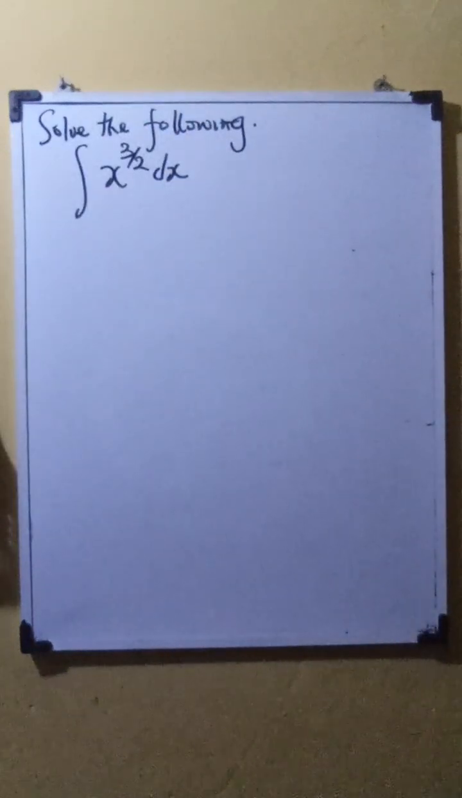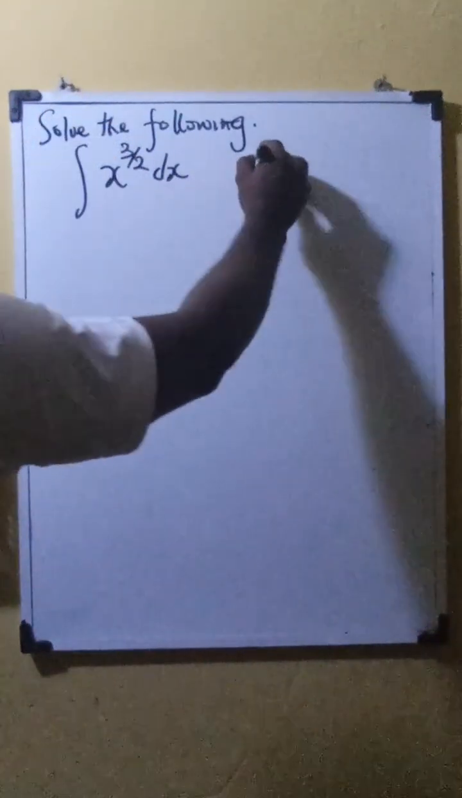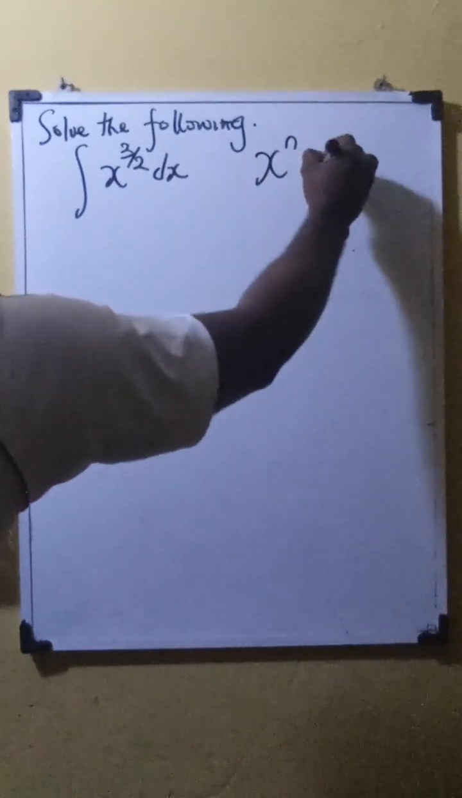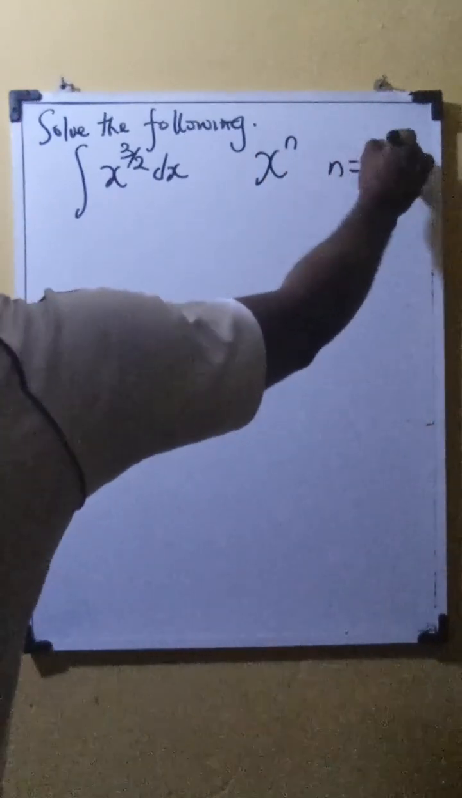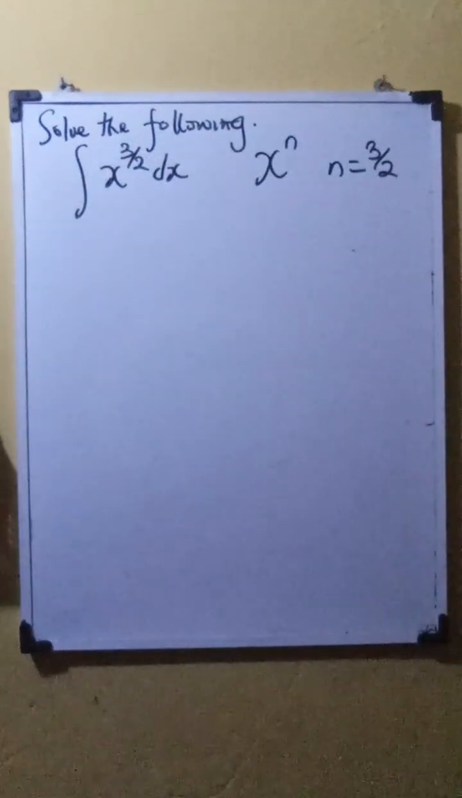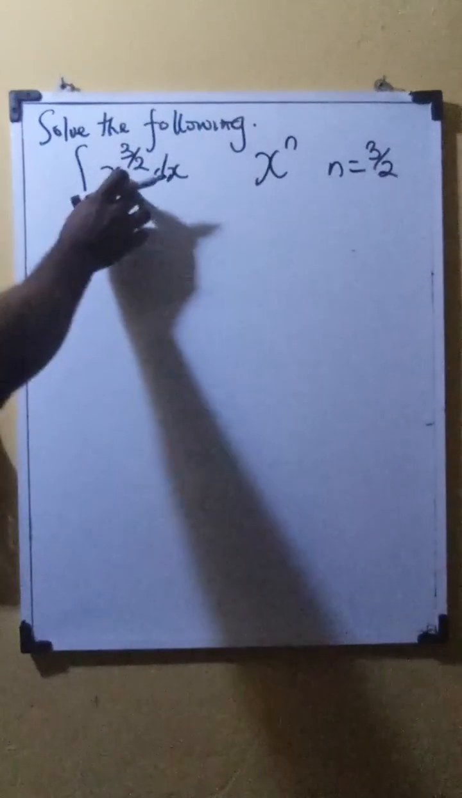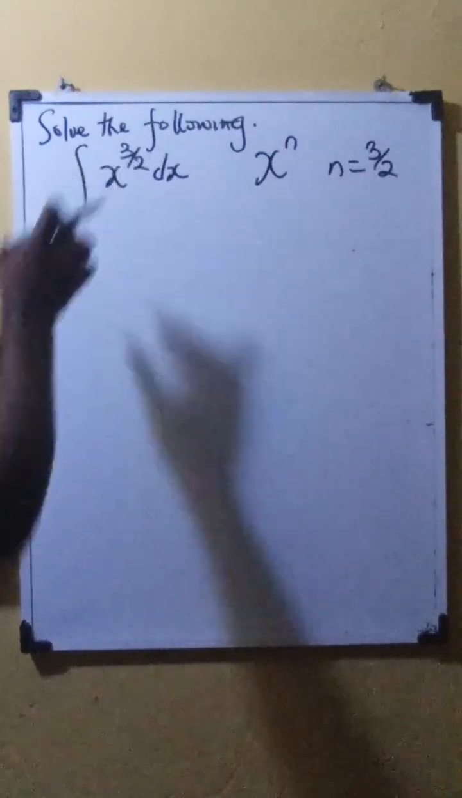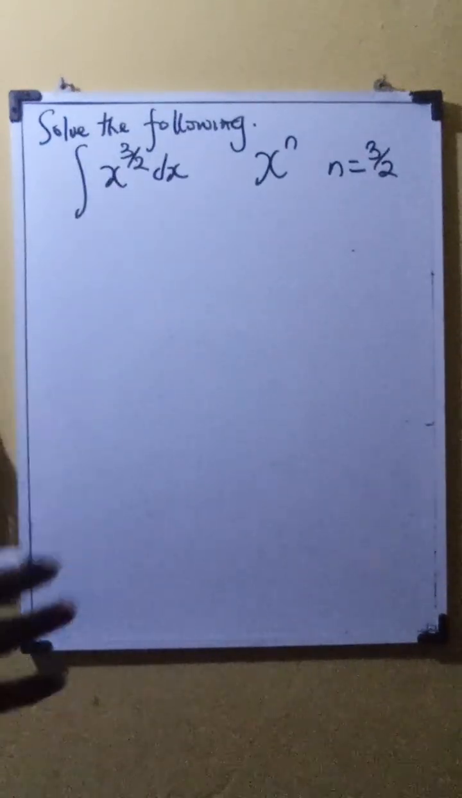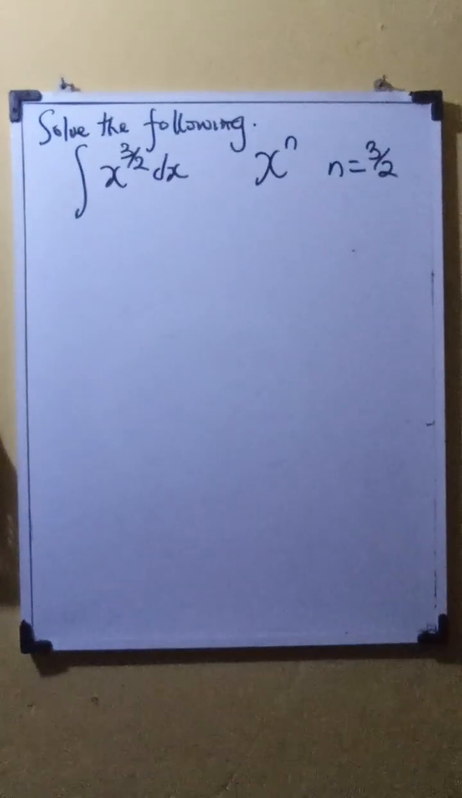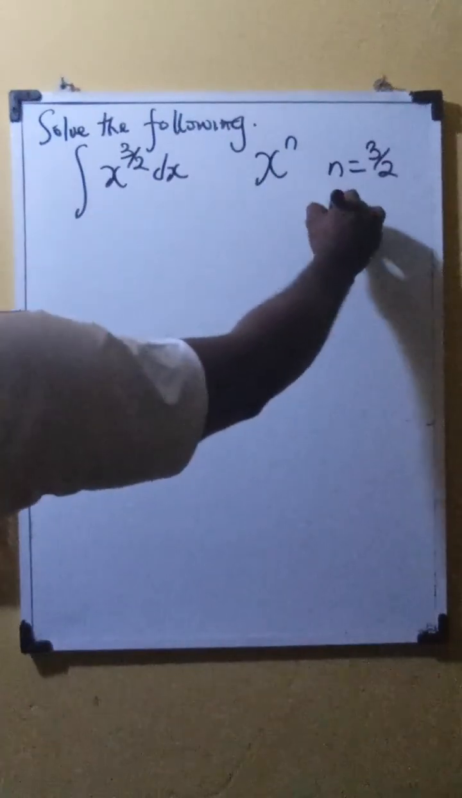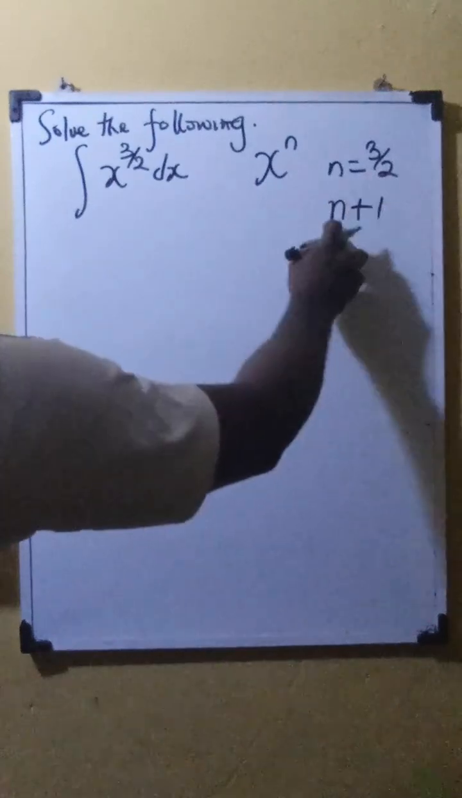This is a very beautiful one. x raised to the power of 3 over 2 dx. Now, let me put it this way, for x to the n, here n is equal to 3 over 2 in this particular case. So we are going to integrate this equation that just has one part. Like we always do, n is going to be added with 1.